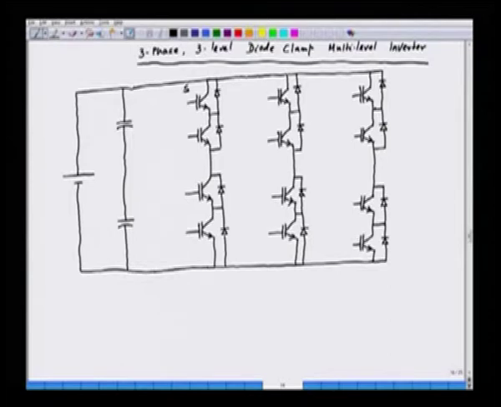This is SA1, this is SA2, this is SA3, this is SA4. Similarly, we have SB1, SB2, SB3 and SB4, SC1, SC2, SC3 and SC4, and we have the outputs, and the outputs can be taken from here. These are the outputs we have.